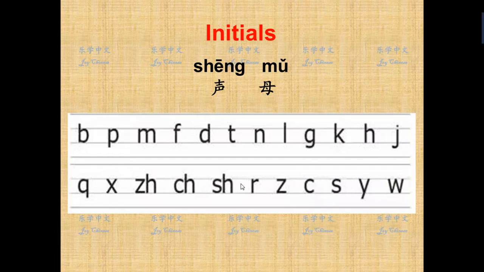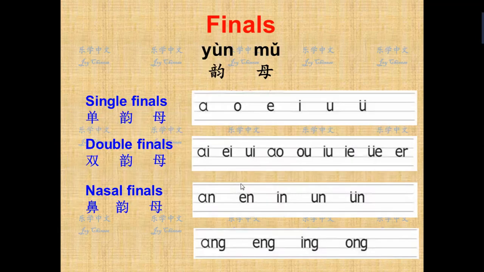Later I will teach you one by one, so now you just need to have a rough idea about how they sound. Then it comes to finals, 韵母. There are three groups of finals. The first one we call single finals. In Chinese, it means 单韵母.